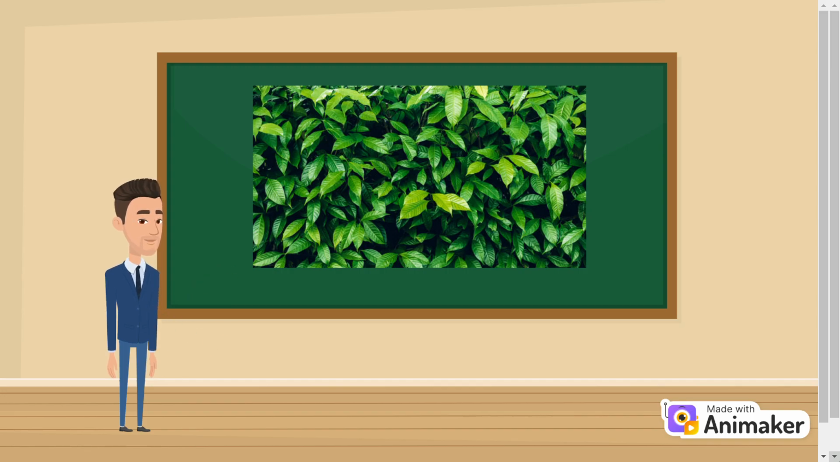Types of nutrition in plants. Plants can be classified based on how they obtain their nutrition into autotrophic nutrition and heterotrophic nutrition. Autotrophic nutrition, self feeding.